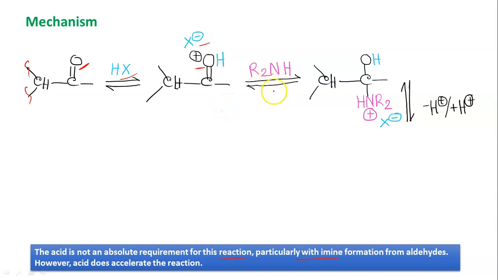Next, in presence of the cyclic 2 degree amine, R2NH, there will be attack of the lone pair of nitrogen on carbon, and now oxygen is neutral but nitrogen is positively charged, and this is the counter ion.